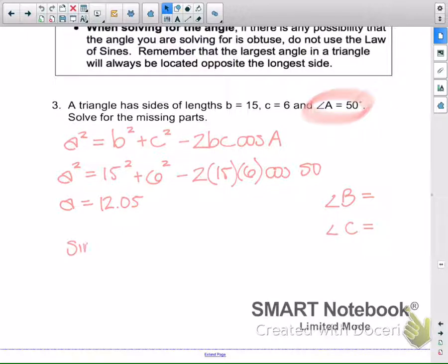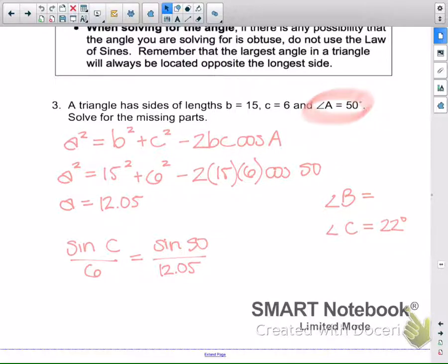I prefer to save myself work, so I get smart about it and do sine of C over 6 equals sine of 50 over that 12.05, which I probably would use the answer key in my calculator because I've just found that 12.05. Cross multiply and take the inverse sine real quick. All right, so you get about 22 degrees for angle C, making it super easy to find angle B.